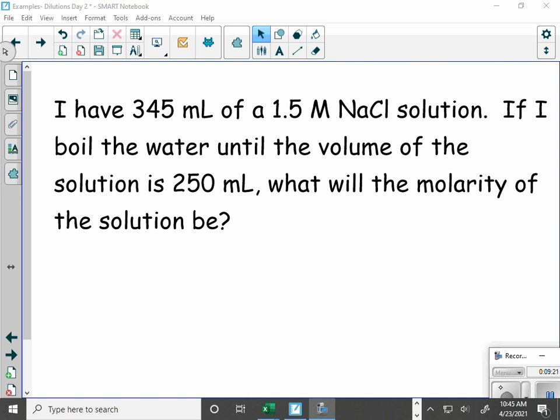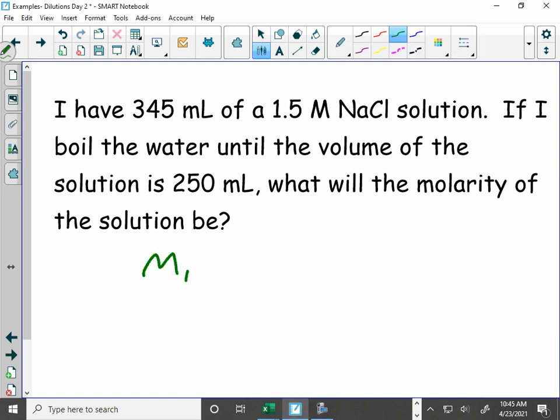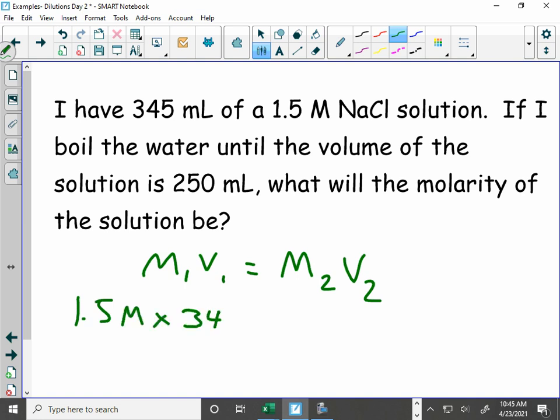Absolutely. Okay? So I'm making it more concentrated. So what do I expect to happen with my molarity? It should go up, right? So once again, I'm going to do M1V1 is equal to M2V2. Well, my M1 is 1.5 molar. My V1 is 345 milliliters. My M2, that is what I'm trying to solve for. My V2 is 250 milliliters.